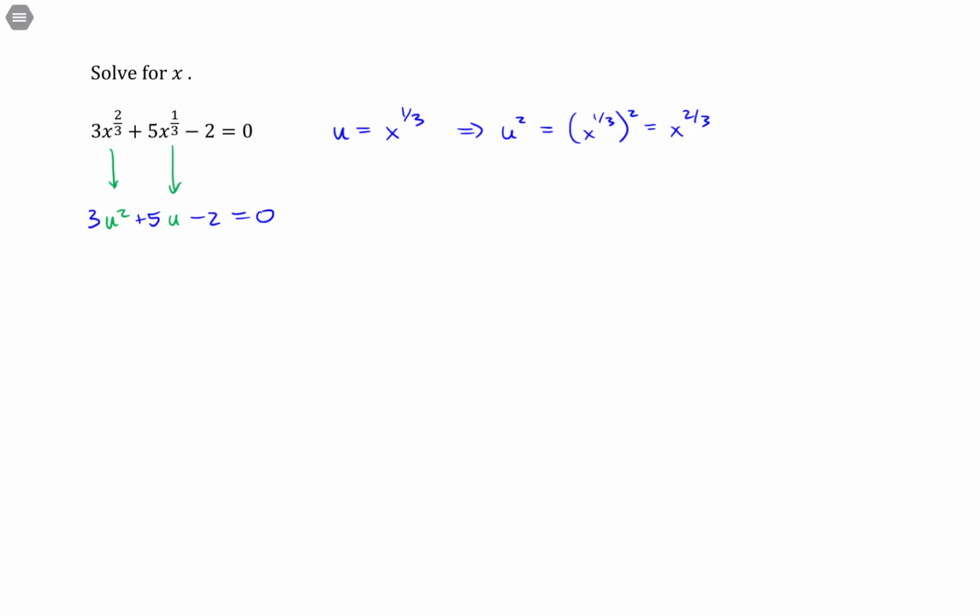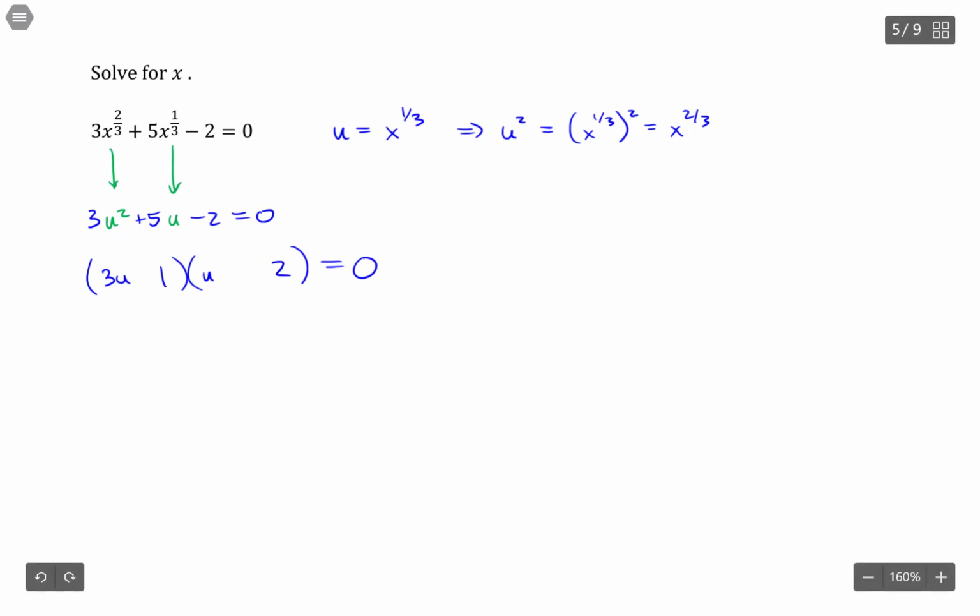Now I have something that I can factor. Well, hopefully it'll factor. Let's see. Two things that multiply together to give me 3u squared would be 3u and u. And two things that would multiply to give me 2 would be 1 and 2. And I'll just assume those are the positions for the 1 and the 2 and check to see if that works.